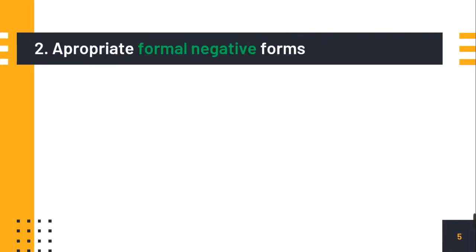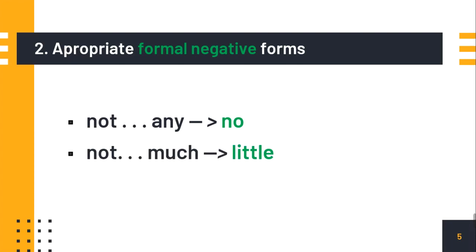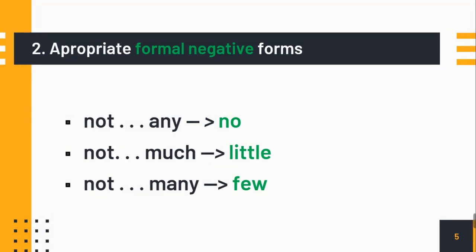And then the next one is appropriate formal negative forms. How to write negative forms in academic writing. Let's see the pairs. Not and any becomes no, and then not much, we can use little, and then it is better to use few rather than not and many. It will be clearly seen in the example.